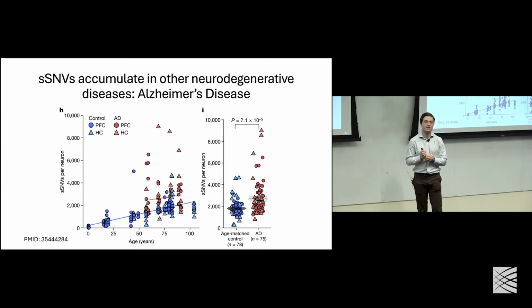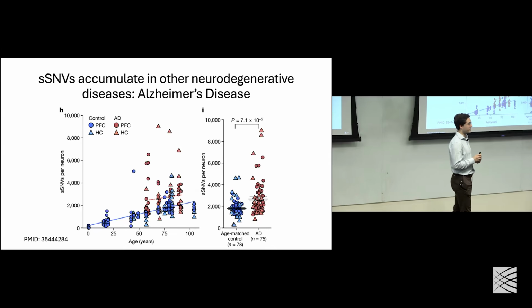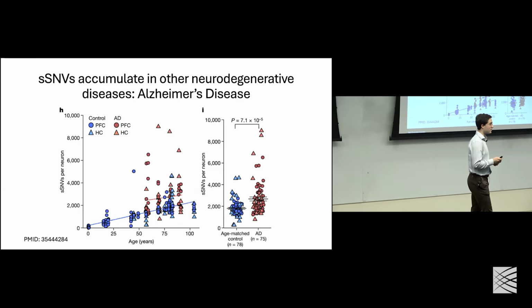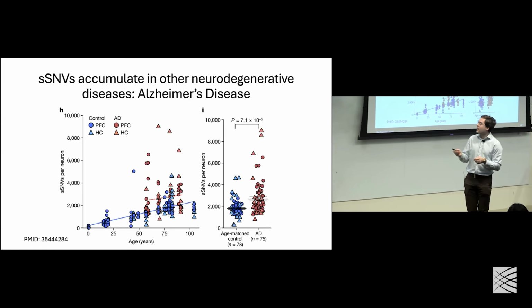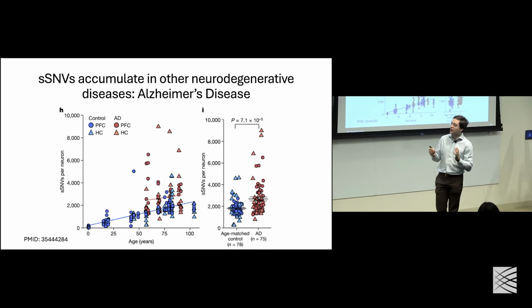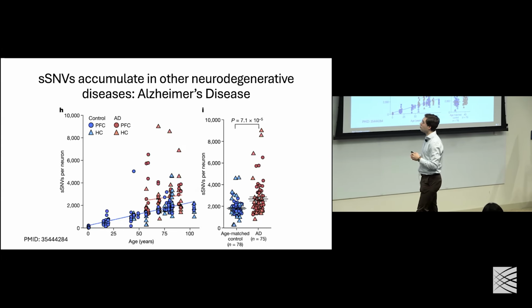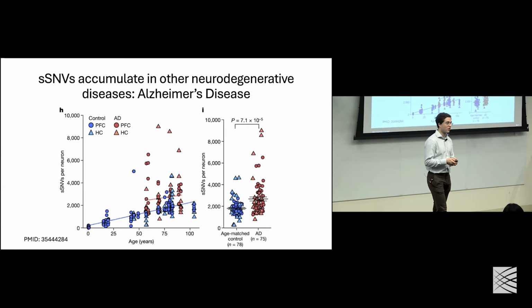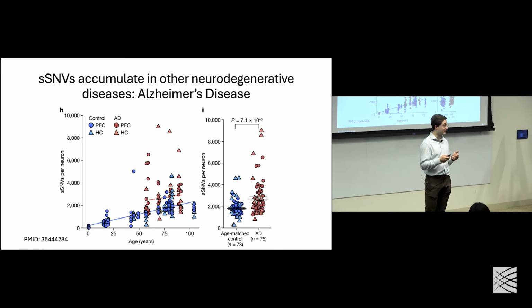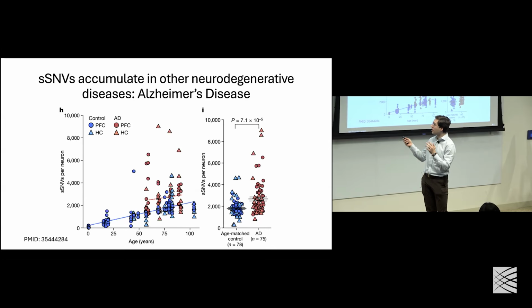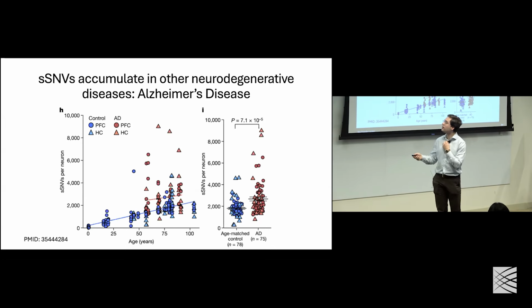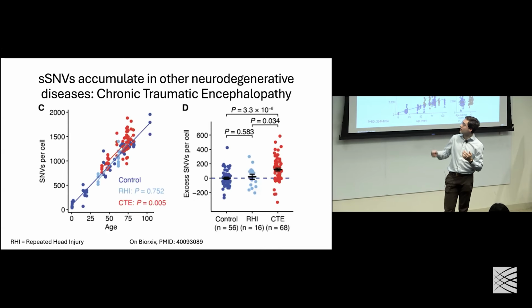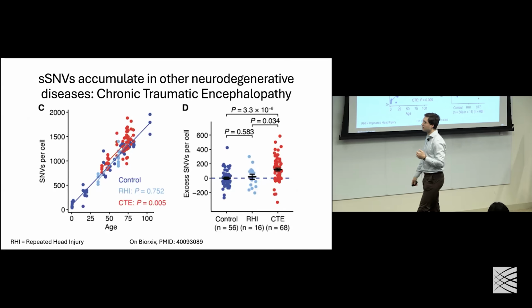So we've done a couple of different things now. We've looked at DNA damage deficiency. We've looked at a neurodegenerative disease in terms of Alzheimer's. But for Alzheimer's disease, we're still not quite sure for a lot of the cases what the cause is. What if we could look at a neurodegenerative disease where we understand the cause underlying the neurodegeneration? So we looked at chronic traumatic encephalopathy.